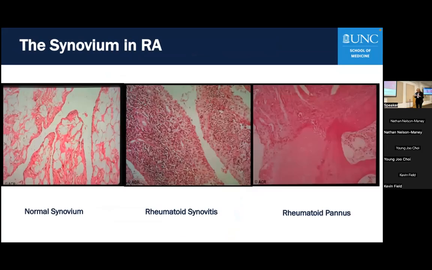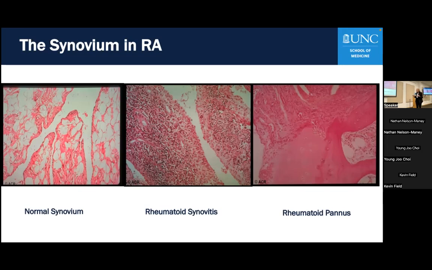On the left panel, you can see normal synovium. This is a thin, lacy tissue. Water moves readily across this membrane. Very, very healthy. In early rheumatoid arthritis, you can see that there's lots of cells which infiltrate this tissue, and the cell layers get very, very thick. Water is not moving readily across this membrane, and the tissue is getting very, very thick.